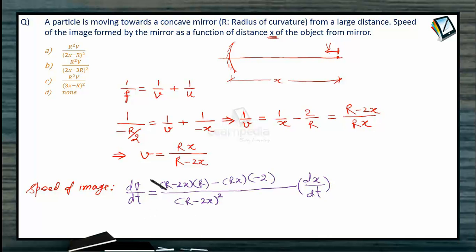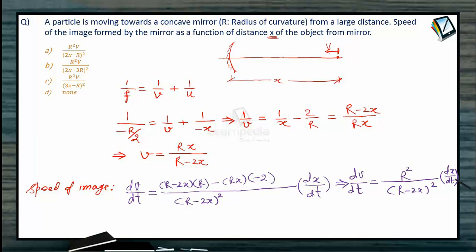So now we can rearrange this equation to get the value of dv by dt. It will be r minus 2x whole square in the denominator, and in the numerator you can see here that it is r square, and this is minus 2xr, and here it is plus 2xr, so both get cancelled. So here it is only r square, okay, r square, and further here is dx divided by dt.